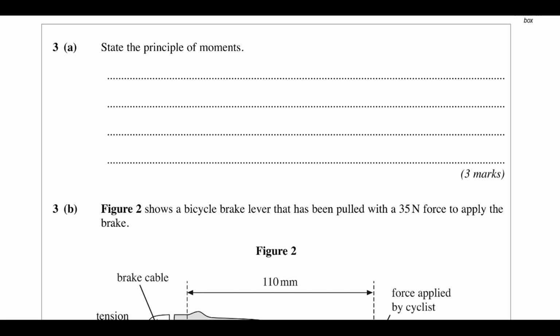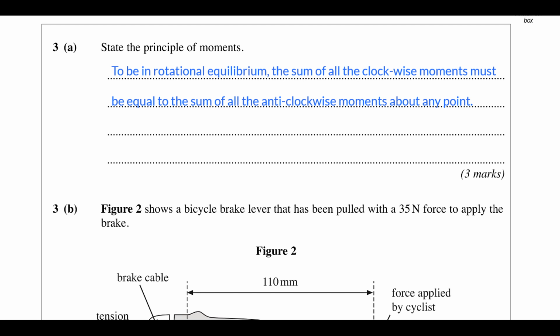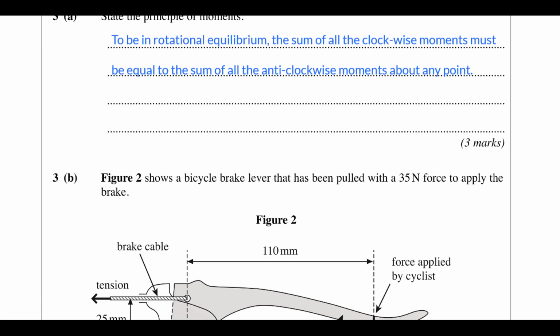So let's write that down. And when it says any point, it means any point. So you can take moments about anywhere. It doesn't have to be on the object. We can take it in another galaxy, the end of the universe, whatever. If something's in rotational equilibrium, it doesn't matter what point you pick, it will be in equilibrium.